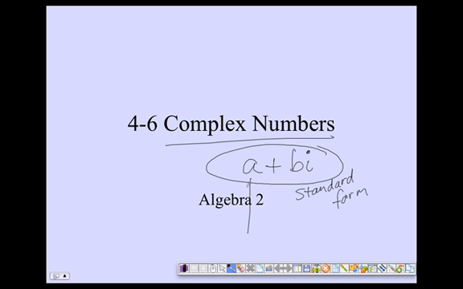Now, a is something and b is something. Anybody know what a is? You guys ever deal with a complex number before? I get to teach you something the other ones haven't taught you yet.